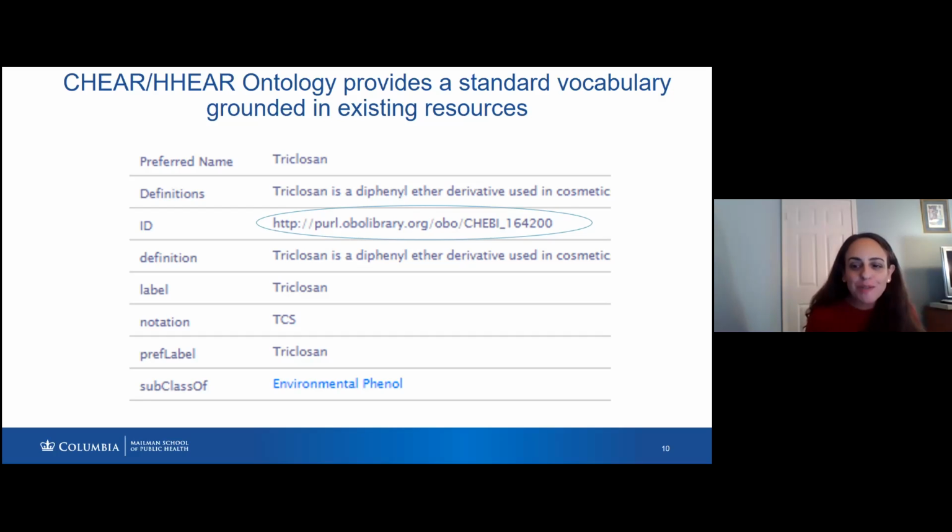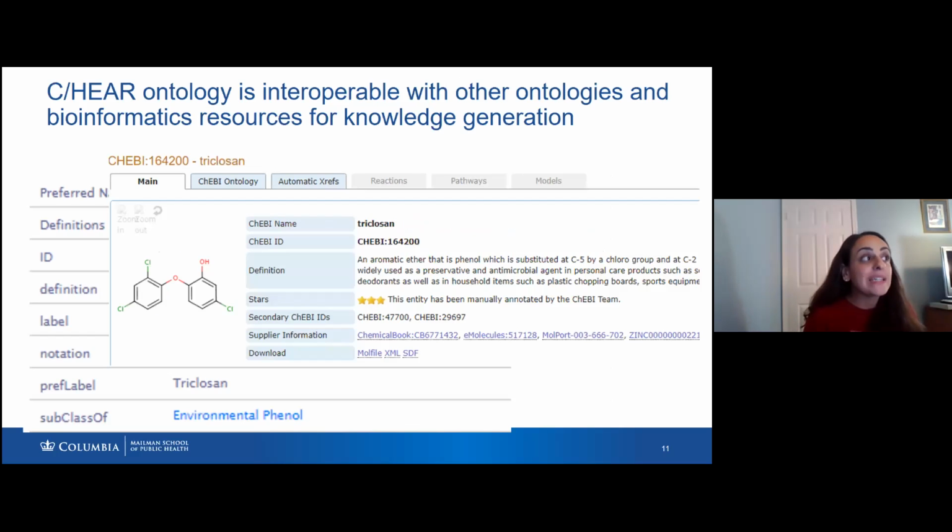So again, I talked about how these are grounded in existing resources because that gives us this added benefit that we can link to bioinformatics resources. So if you look up triclosan in ChEBI, now again, this is the code that we use to say, okay, this is what this data value is about, right?